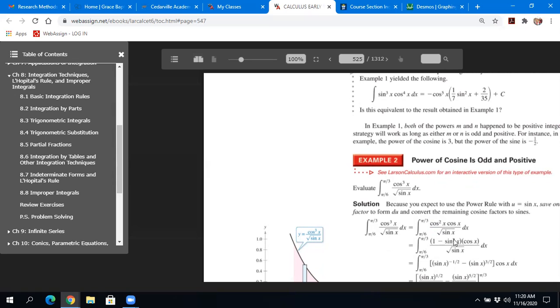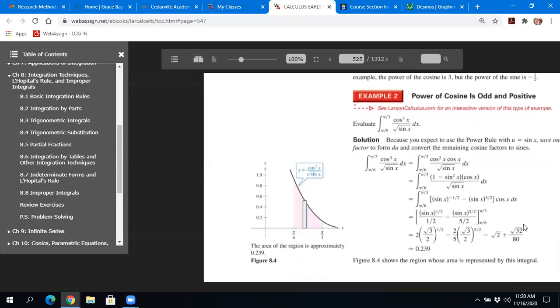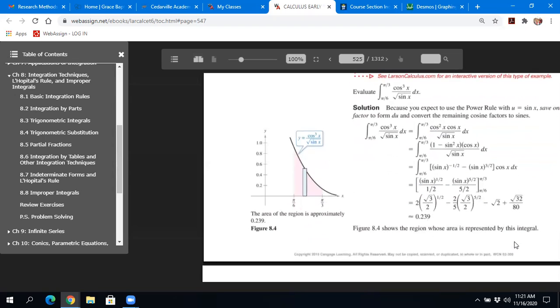I can basically just put u equal to sine of x at this point. And for everything that they're doing right here, that's basically what's happening. They're putting u equal to sine of x. And the derivative of sine of x is cosine of x. So that u substitution allows us to move forward, okay?